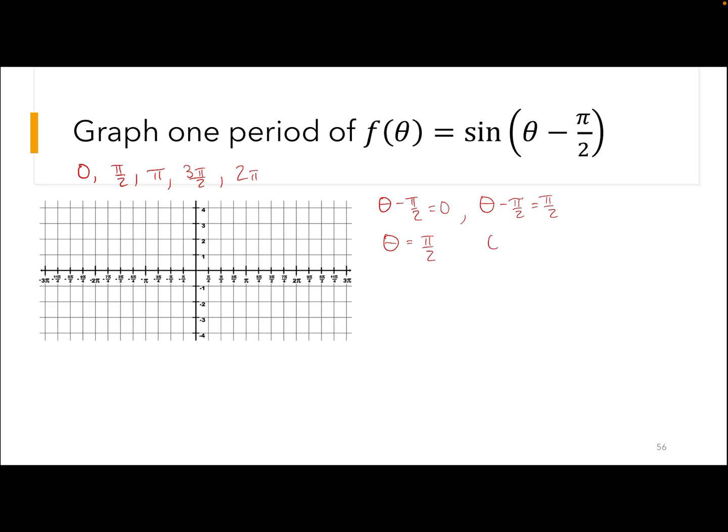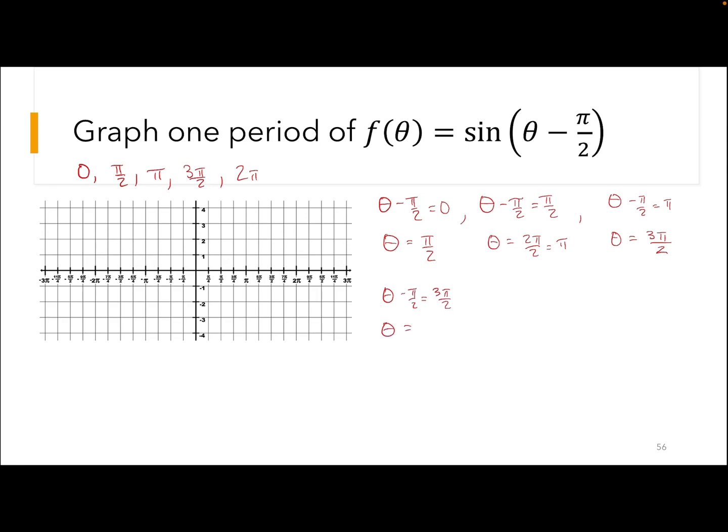Then we get theta minus pi over 2 is going to equal pi over 2. And so if we add pi over 2 to both sides, we get theta equals 2 pi over 2, which is just pi. And then we get theta minus pi over 2 equals pi. And if we add pi over 2, we're going to get theta equals 2 pi over 2 plus pi over 2, which is going to be 3 pi over 2. We have theta minus pi over 2 equals 3 pi over 2.